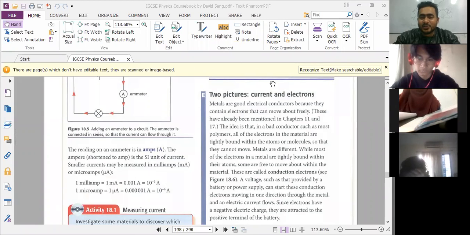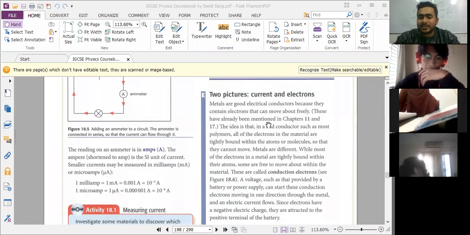So today we will discuss two pictures, current and electrons. So let's start. We were reading and discussing, and I forgot to record. Let's continue. Metals are good electrical conductors because they contain electrons that can move about freely.